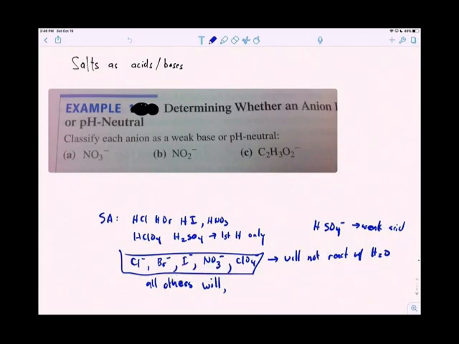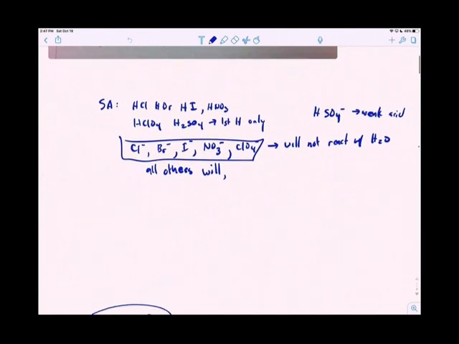Okay, so moving on. Now we're talking about salts as cations and anions. Classify each anion as a weak base or pH neutral. When I think about these, a strong acid: hydrochloric, hydrobromic, hydriodic, nitric, perchloric, and sulfuric acid, the first acid only. That means that chloride, bromide, iodide, nitrate, and perchlorate will not react with water.